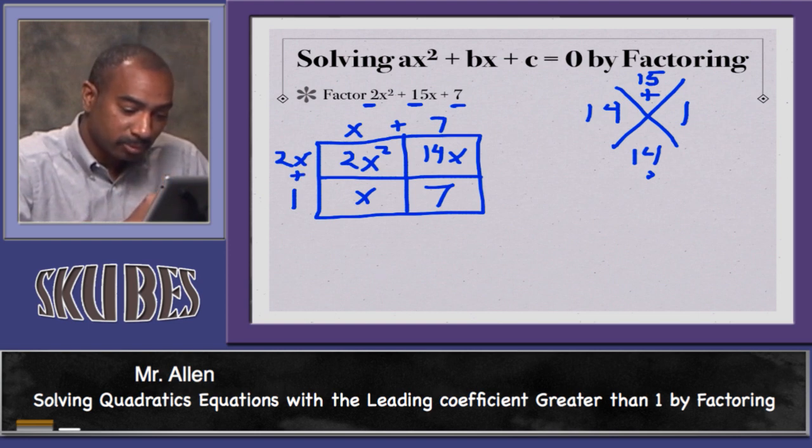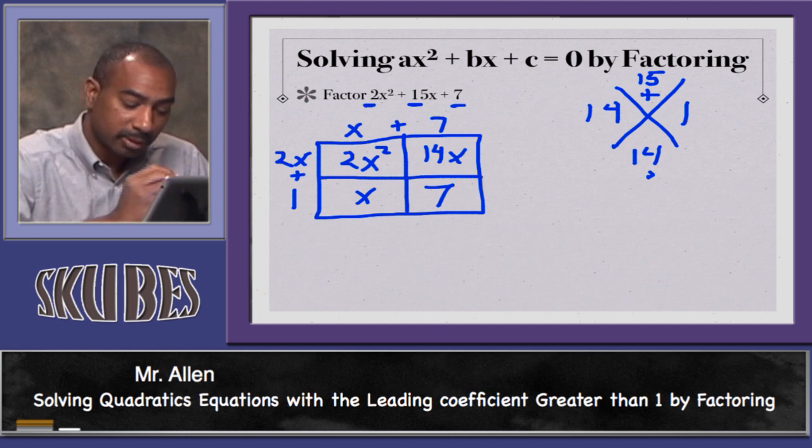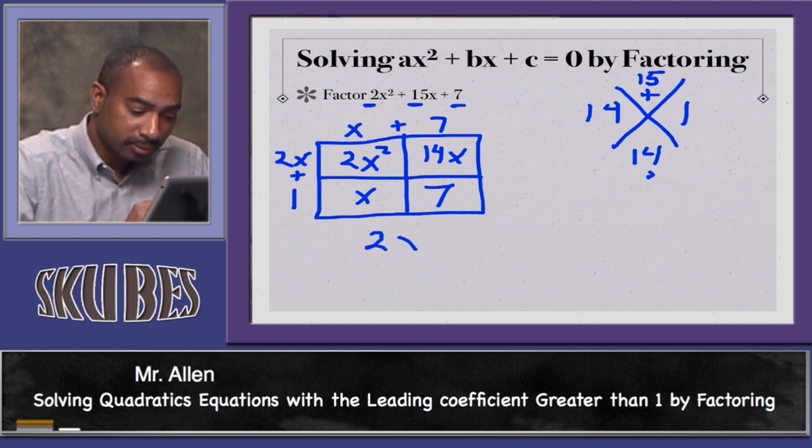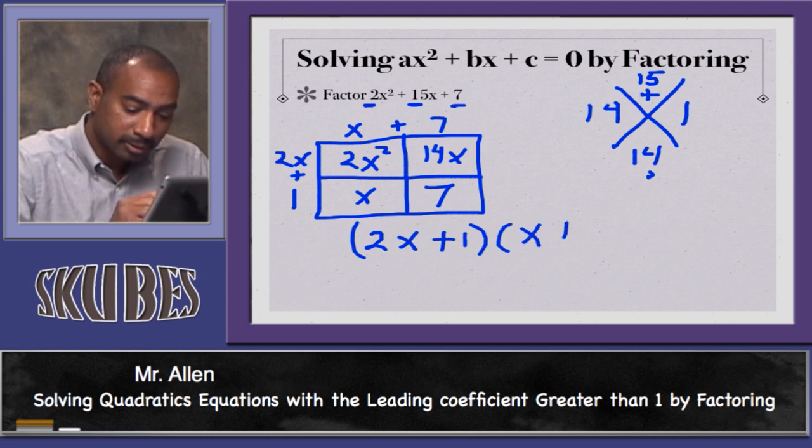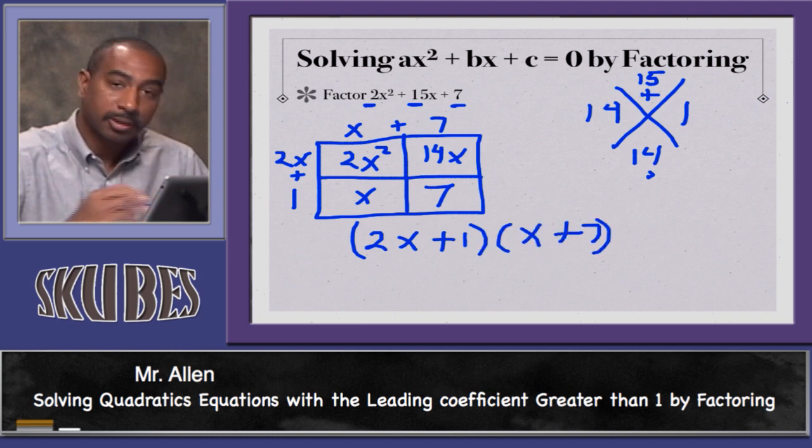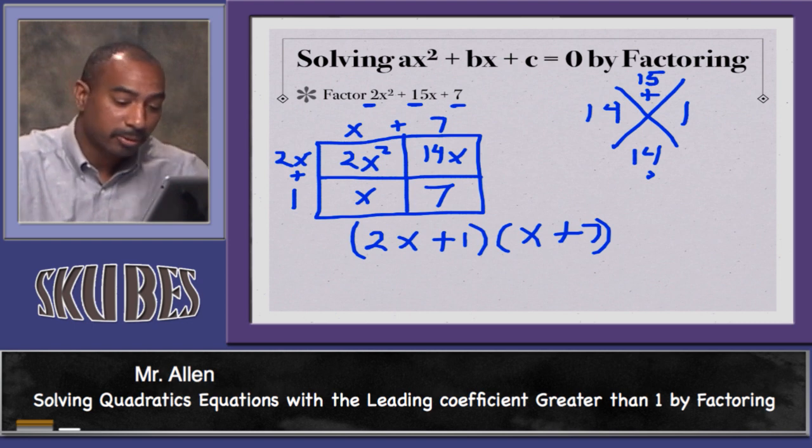And it works down here because 1 times 7 is 7. And you have your two factors. It's 2x plus 1 times x plus 7. And that's the quickest way you can do this, rather than going through a lot of combinations. Let's try another one.